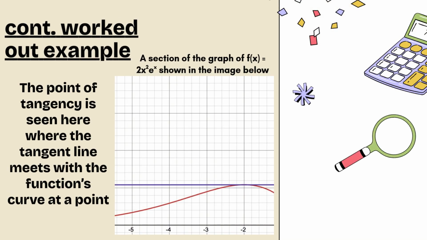So within our example here, I have put a section of the graph of the function they provided, which is f of x is equal to 2x squared e to the x, shown in that image. And within this graph, we can see that the purple line represents the tangent line, and the red curve represents a curve within the function's graph. So here we see easily that the point of tangency is where the tangent line, the purple line, meets with the function's curve, the red curve, at that point. And so that point is going to be our point of tangency, ultimately.